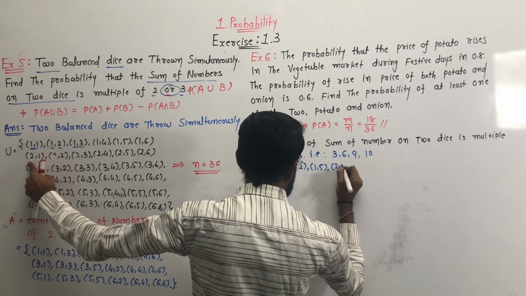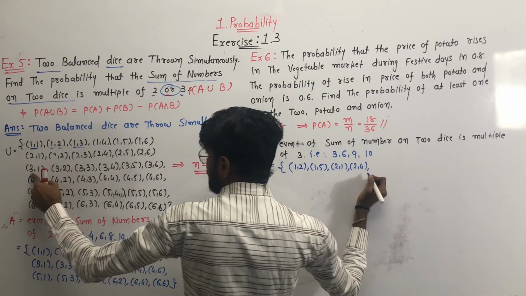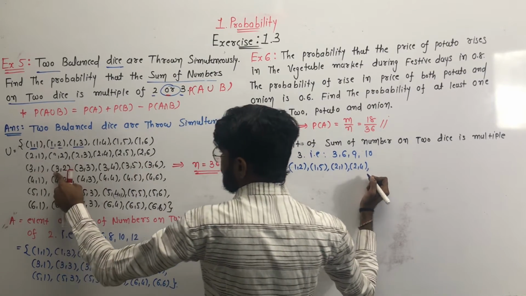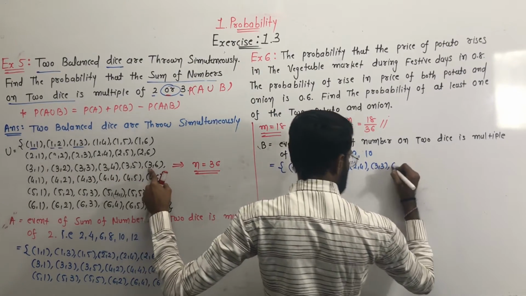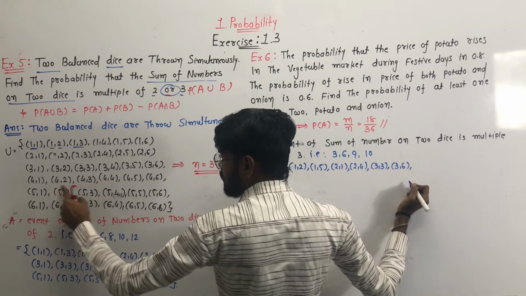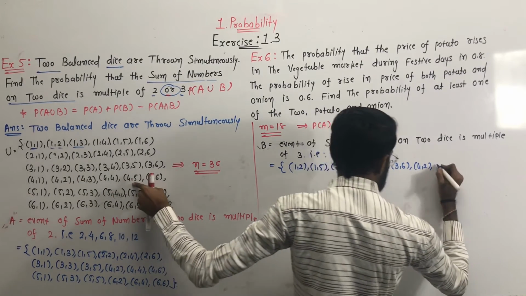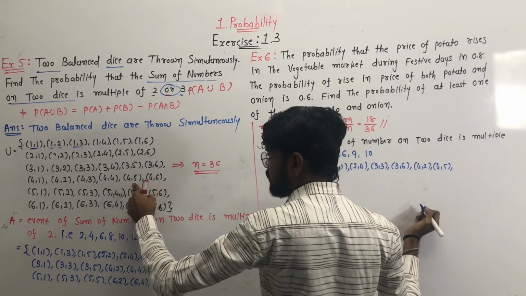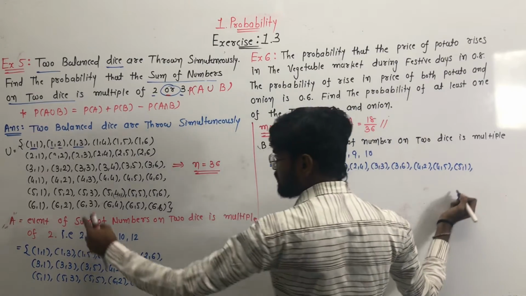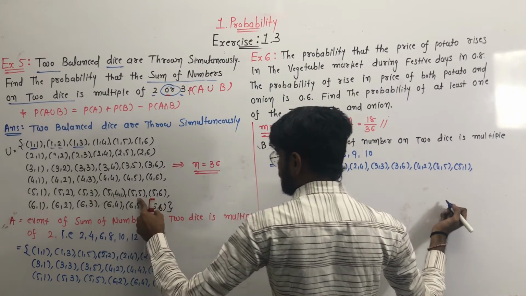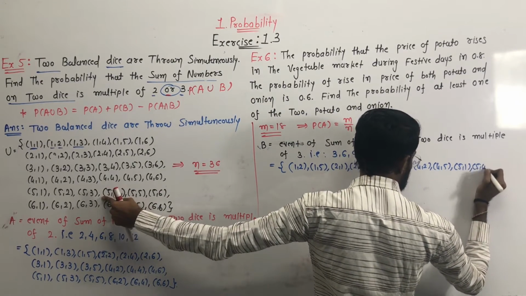Yes, so 2 and 4 is equal to 6, then 3 plus 2 is equal to 5, 3 plus 3 is equal to 6, okay, then 3 plus 6 is equal to 9, then 4 plus 2 is equal to 6, then 4 plus 5 is equal to 9, then 5 plus 1 is equal to 6, yes, then 5 plus 5 is equal to 10, 5 plus 4 is equal to 9, so it is also okay.